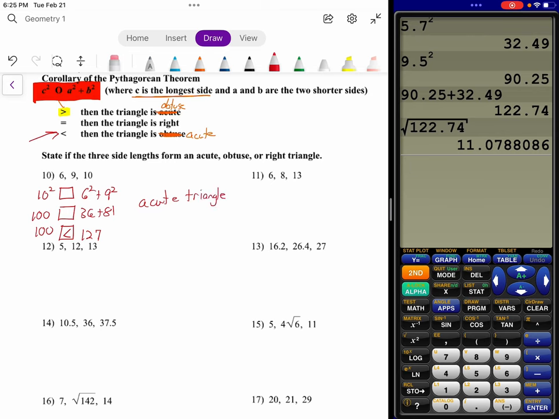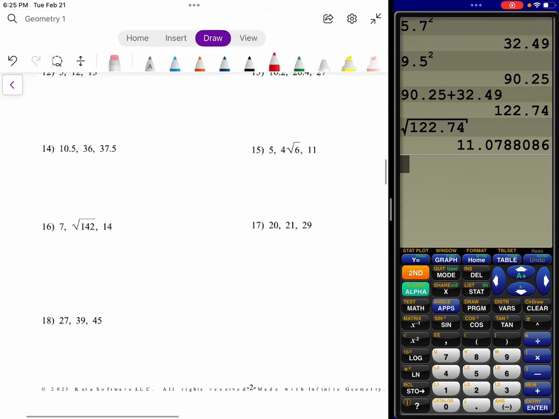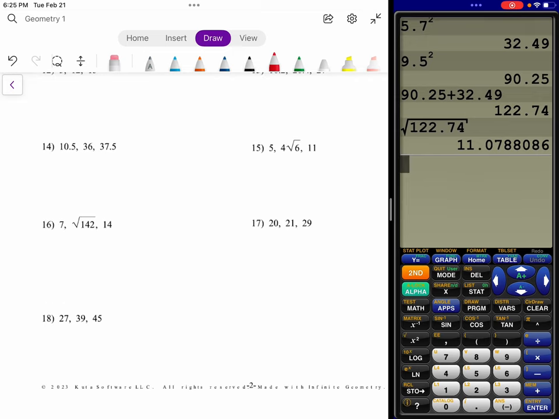All right, let's come to 14 and check this one out. Let's see what happens with number 14. We're going to take our longest side squared. We're going to need a calculator for this one. Longest side squared. We're going to put a little box to compare these. We're going to compare them to 36 squared plus 10.5 squared. Let's figure out what all these things are using our calculator. So 37.5 squared.